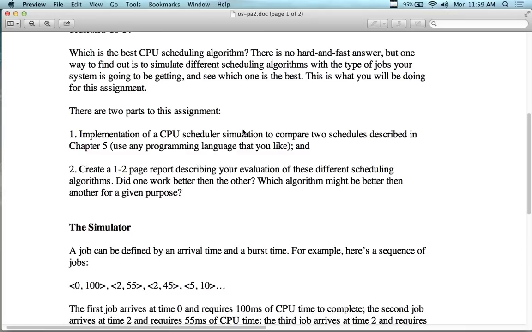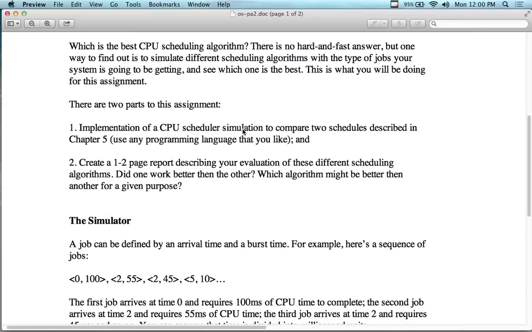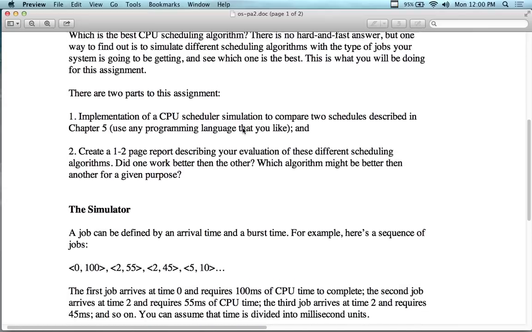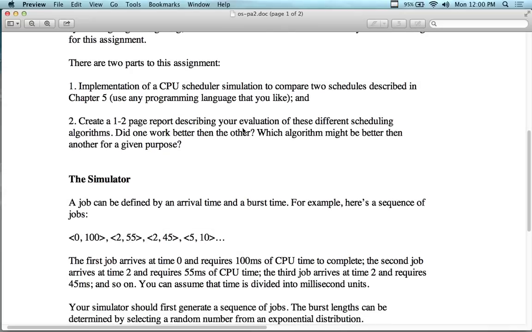So you're going to simulate one yourself for this assignment. One way to find out is to simulate different ones and compare them with different types of jobs. And what you're going to do in this assignment is two parts. Number one, you're going to implement a CPU scheduler simulation to compare two schedulers that are going to be described. I don't know if I'm going to get to the schedulers today. Might not get to them till next week. But this assignment's not due till August 22nd, so you have plenty of time to do this one. Or you can read the chapter.